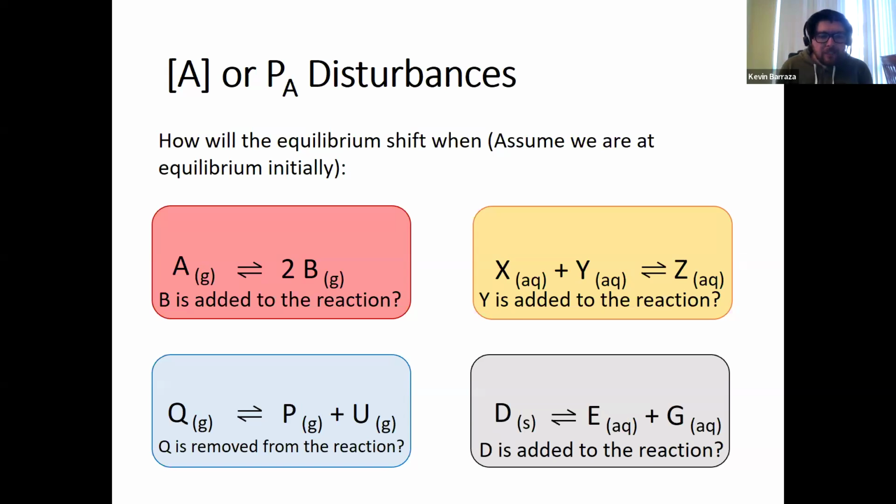So the first reaction, if extra B is added, what will happen? Will the reaction want to adjust in the forward direction or the reverse direction, etc. So I'm going to give you guys an opportunity to try that.